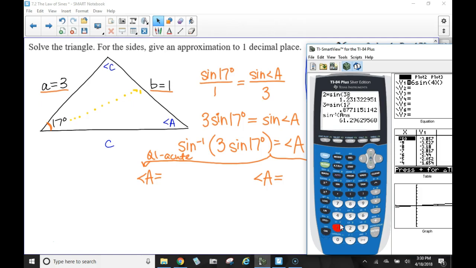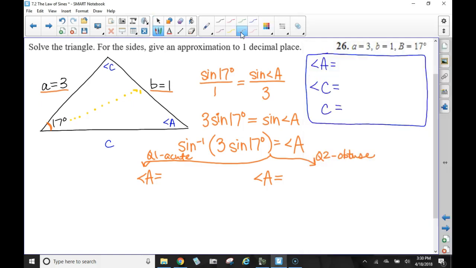But then we also need to consider the obtuse angle. And we're going to find that by taking 180 minus the 61.3, and that's going to be 118.7. Okay, so we've got those two possibilities, 61.3 degrees and 118.7 degrees. Those are two possibilities for A.